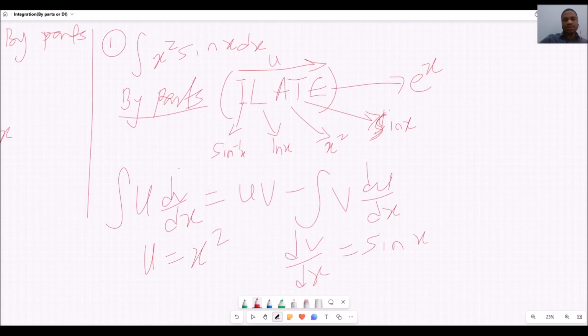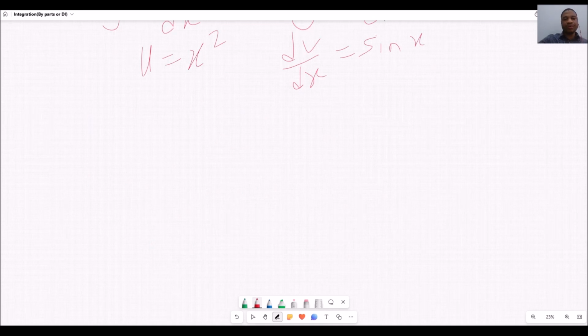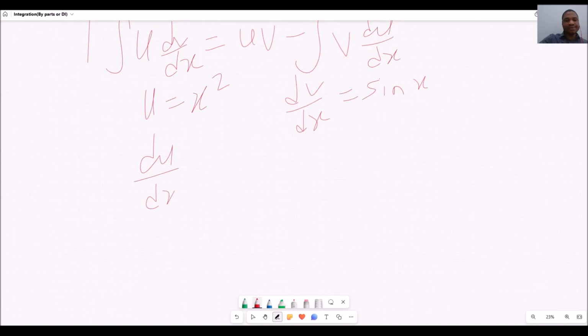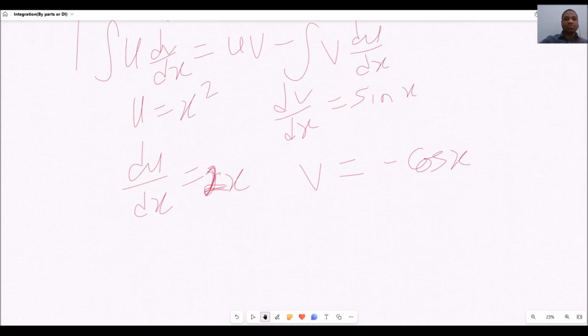Now, because I need to use this formula, I need to find du/dx, which is 2x. Then I need to find v. By finding v, I need to integrate. Now, if I integrate sine x, I get minus cos x, because if you differentiate cos, you get minus sine. Minus times minus will be plus. So yes, I just put it in the formula.